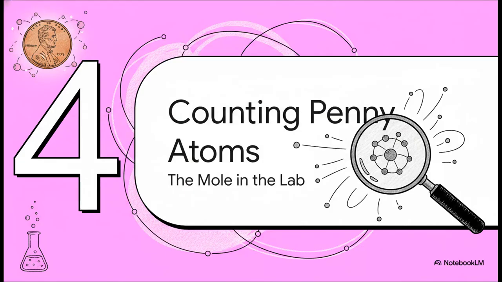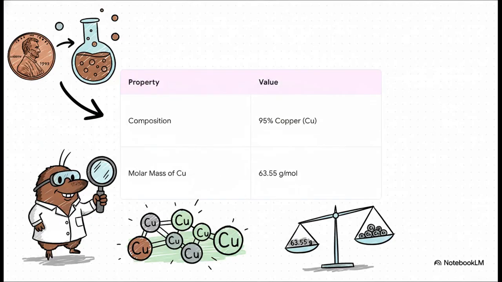So, now that we've established the mole is completely absurd for toothpicks, let's see where it becomes a total game changer. We're going to take a super common object, a penny, and use the mole to do something that sounds impossible. Count the atoms inside it. Now, to do this, a chemist just needs a couple pieces of info. We'll use an older penny from before 1982, because we know it's about 95% pure copper.